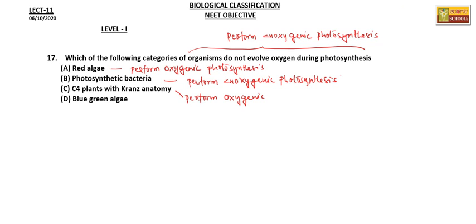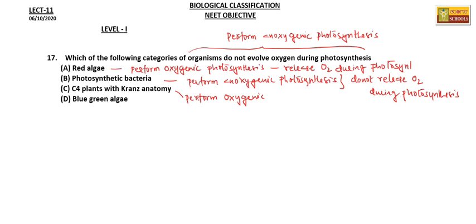So anoxygenic photosynthesis means they do not release oxygen during photosynthesis. And oxygenic photosynthesis means they release oxygen during photosynthesis. So in C4 plants also they perform oxygenic photosynthesis. C4 plants are the ones that show the C4 pathway, which we will discuss later. We already studied C4 plants in photosynthesis in higher plants.